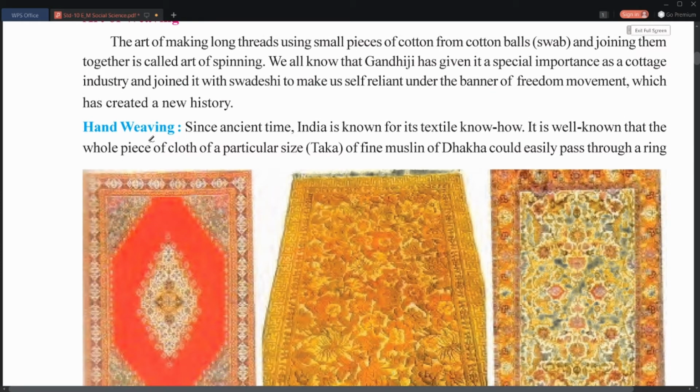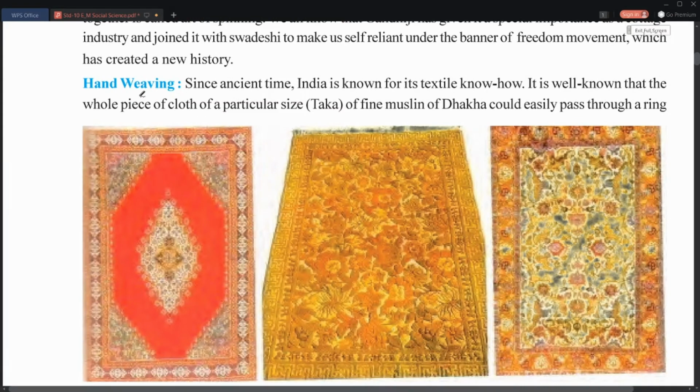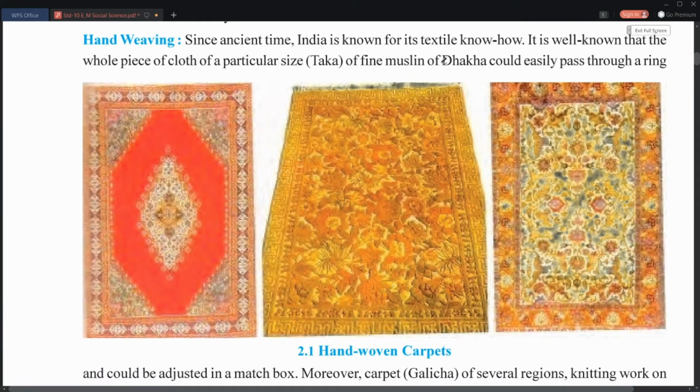And hand weaving, we'll see hand weaving. What is the contribution of hand weaving art in our ancient culture? Since ancient time, India is known for its textile know-how. In the textile industry, we are well known since ancient times.